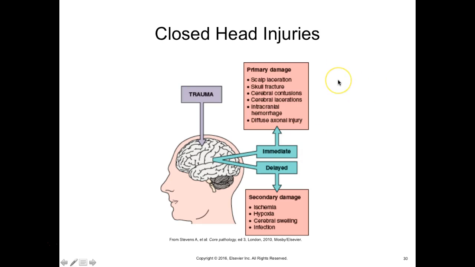And here we have closed head injuries. There's trauma and primary damage: immediate scalp laceration, skull fracture, cerebral contusions and lacerations, intracranial hemorrhage, and diffuse axonal injury. Then we have delayed, secondary damage, which is from ischemia, hypoxia, cerebral swelling, and infection.